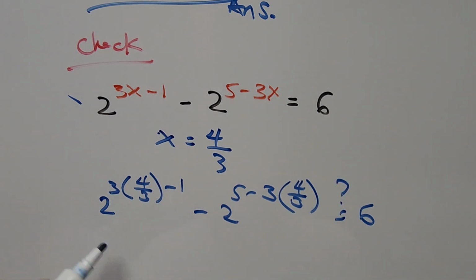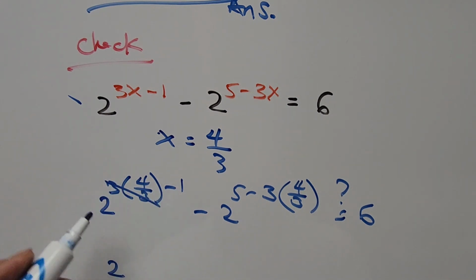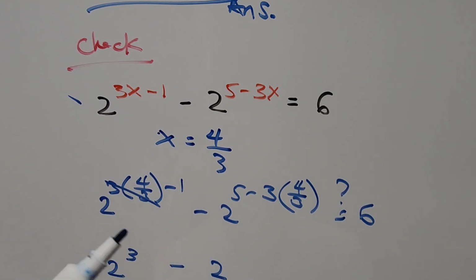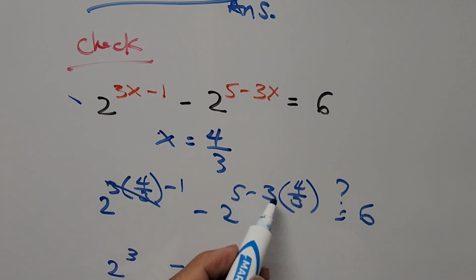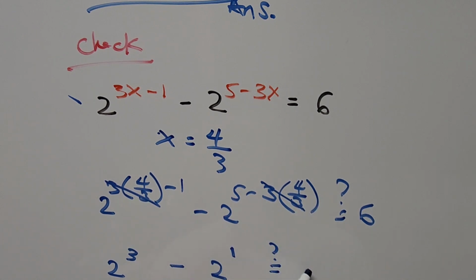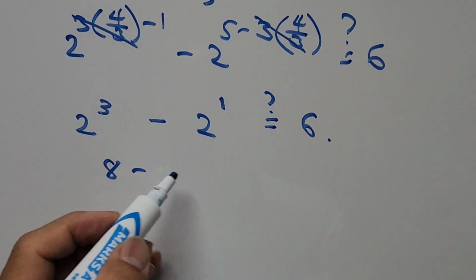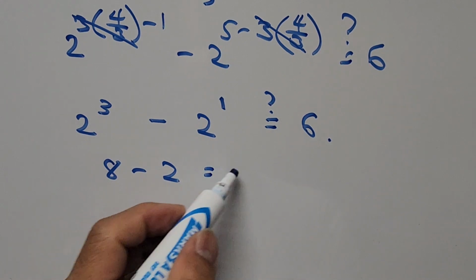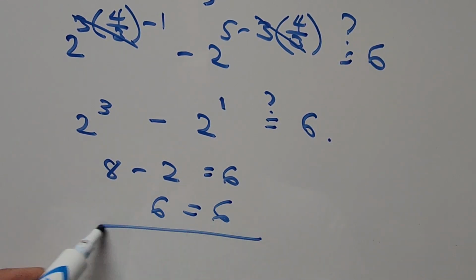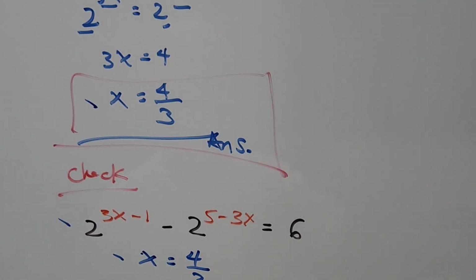Now simplify the exponents. We have 2 to the power of 4/3 times 3, that's 4, then minus 1, that is 3. Then minus 2 to the power of, the exponent of the second term, 4/3 times 3 is 4, so 5 minus 4 is 1. This is equal to 6. 2 to the third power is 8, minus 2 to the first power is 2. 8 minus 2 equals 6. So 6 is equal to 6. This confirms that the value of x that we found is correct. That is, x equals 4/3 is our final answer.